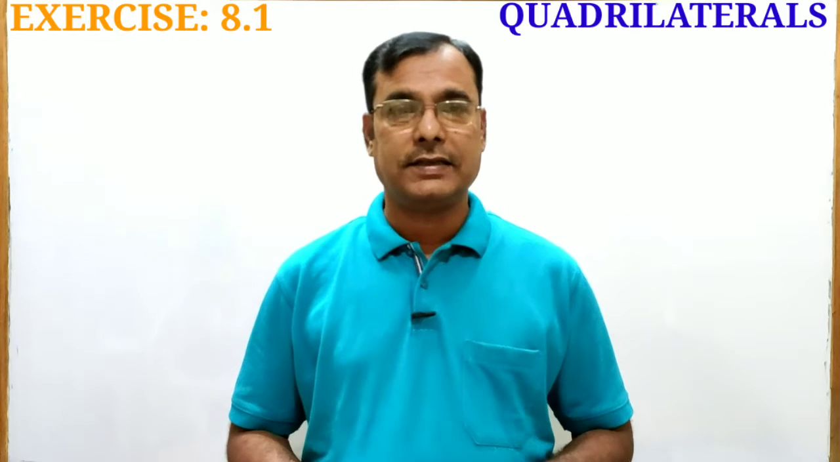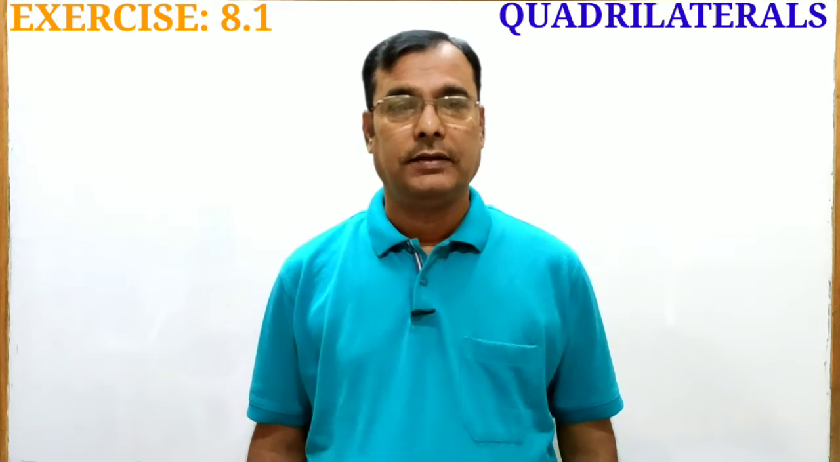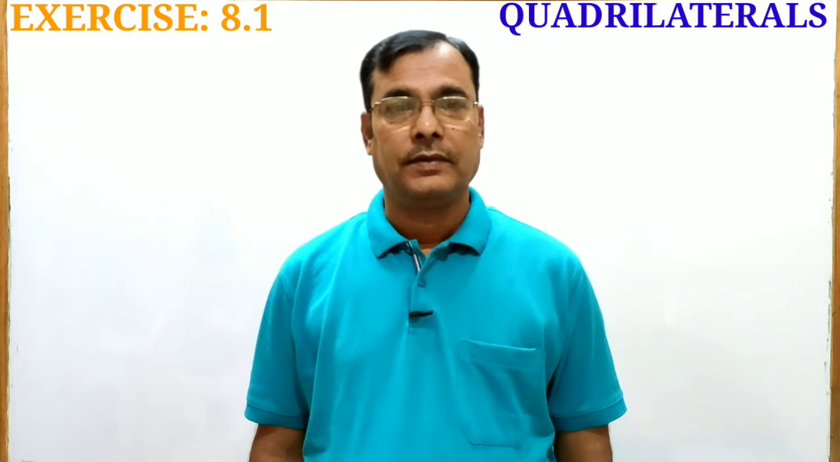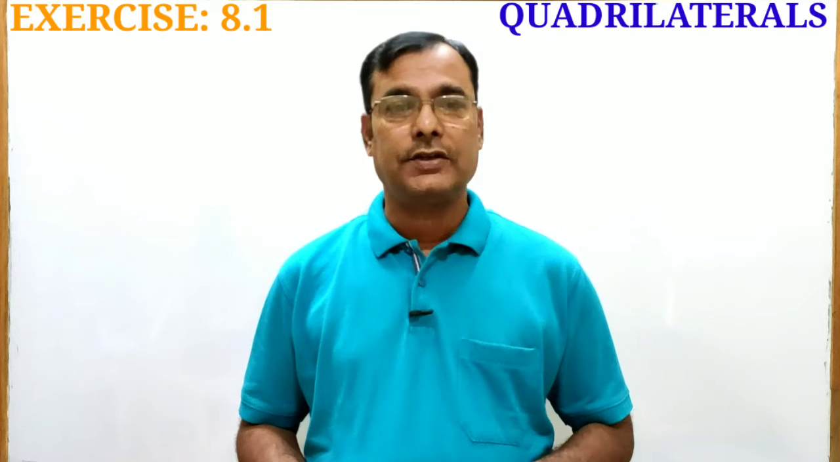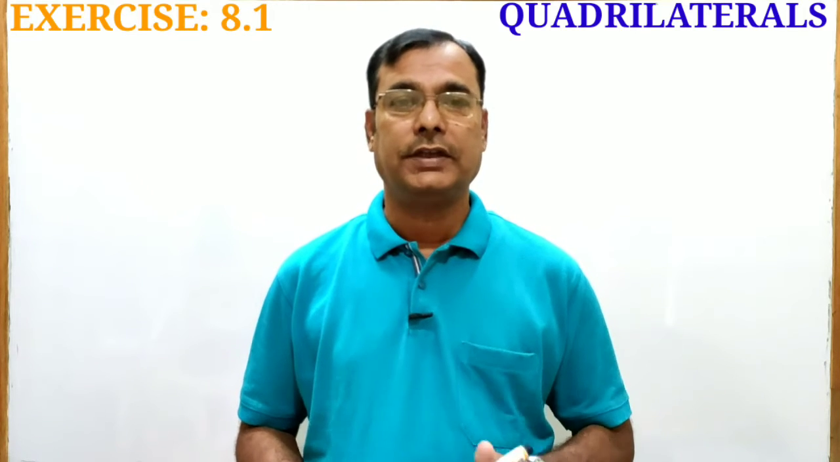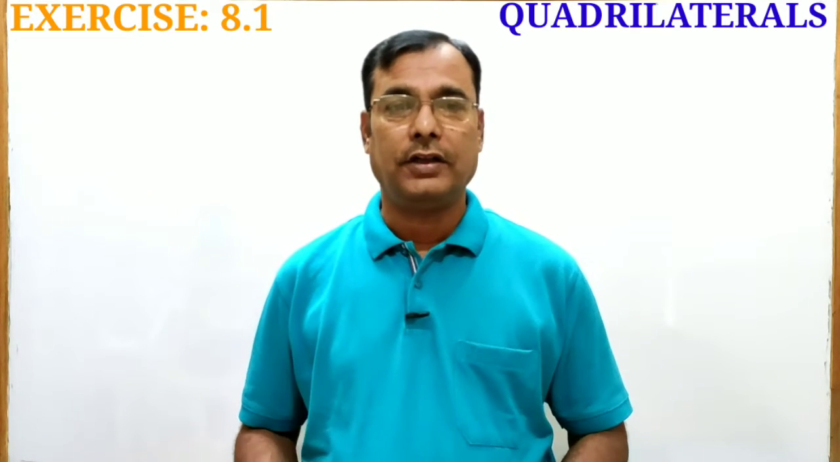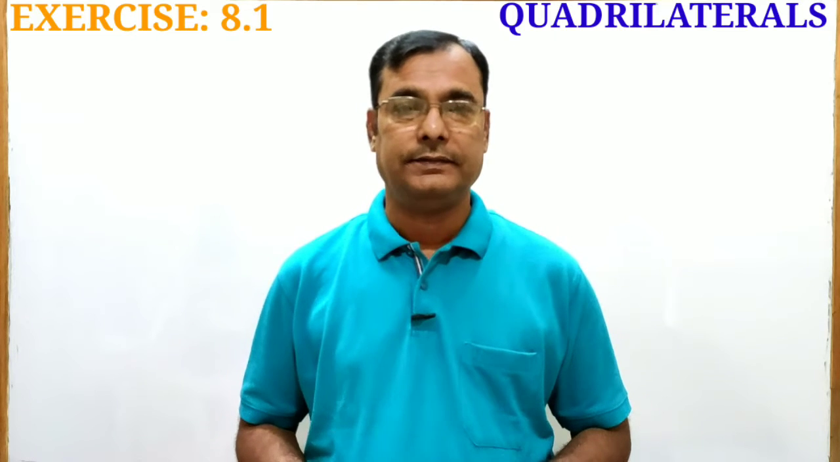So let's start exercise 8.1 with question number 1. The angles of a quadrilateral are in the ratio 3:5:9:13. Find all the angles of the quadrilateral.